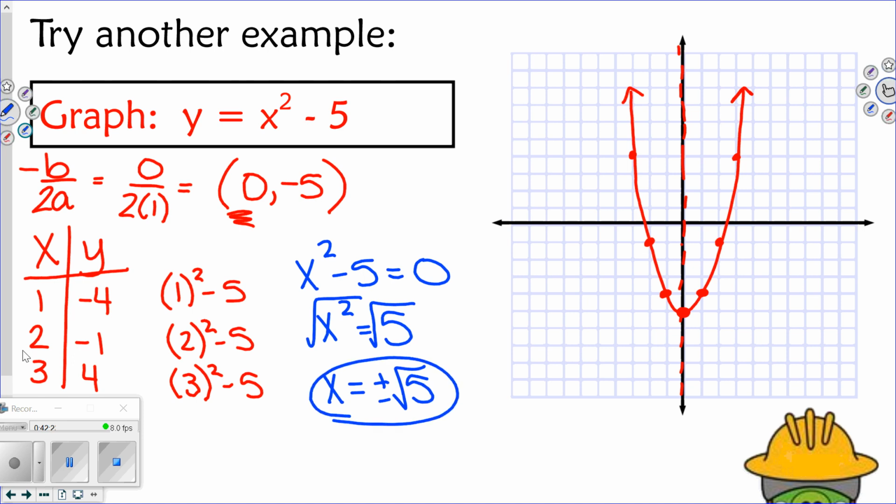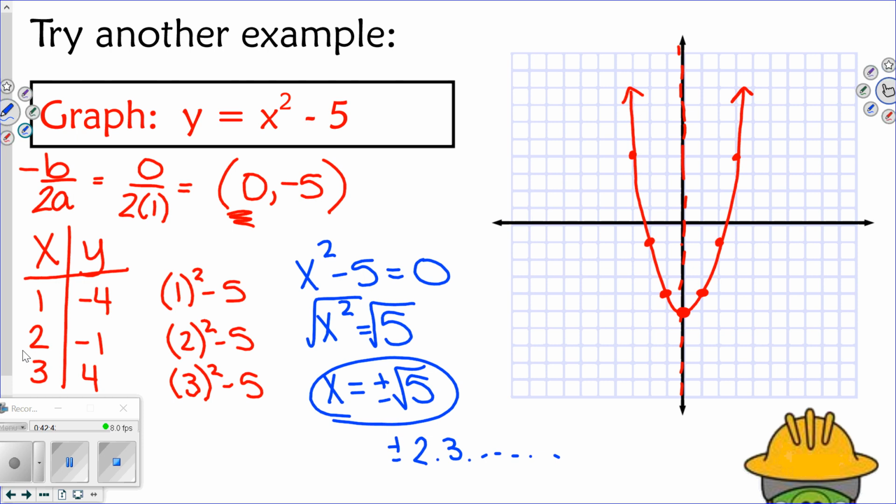Great. What's radical 5? Somebody tell me that. It's 2.3 and so on. Okay. So it looks like it crossed somewhere between 2 and 3. Is radical 5 somewhere between 2 and 3?